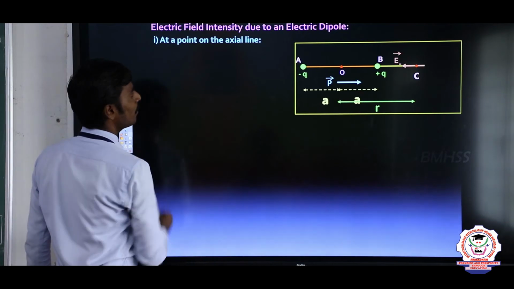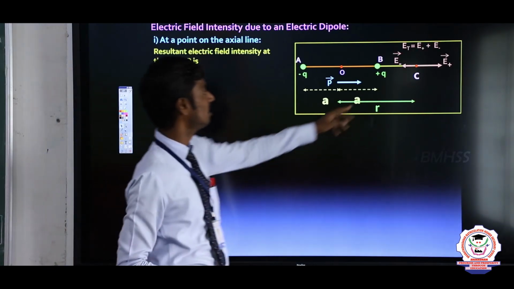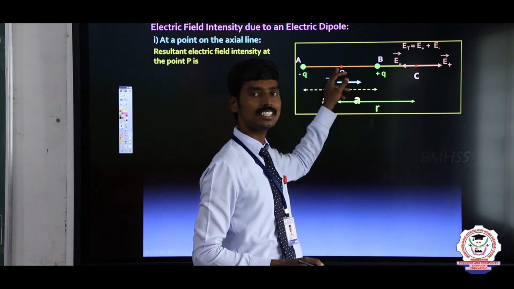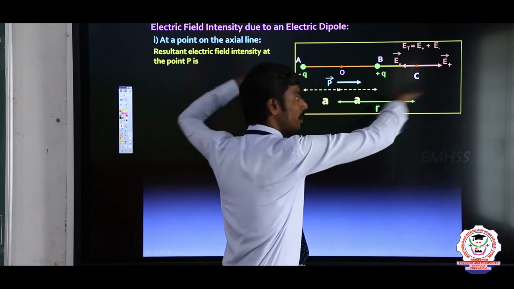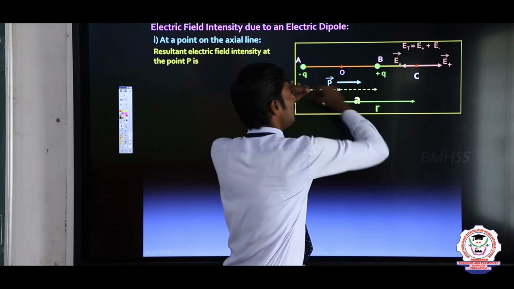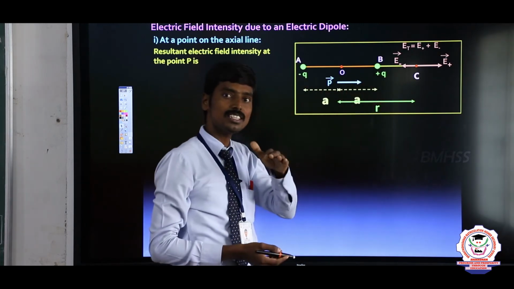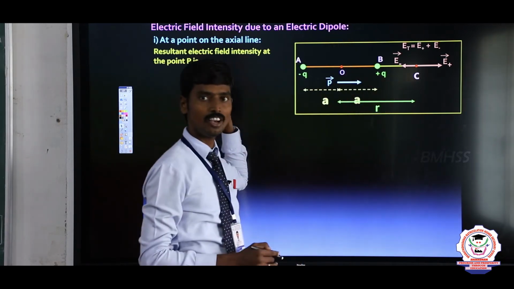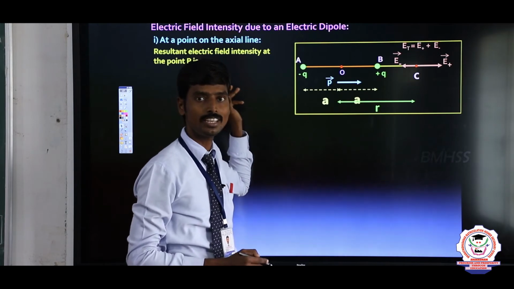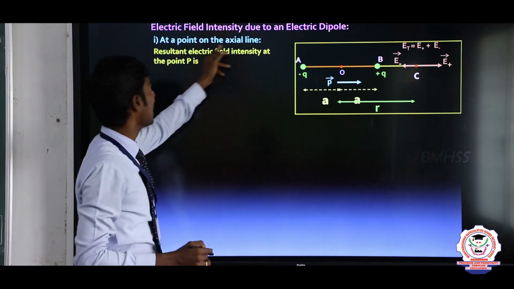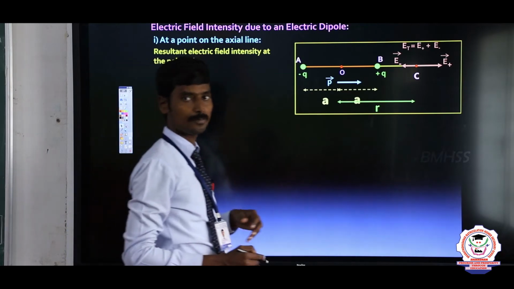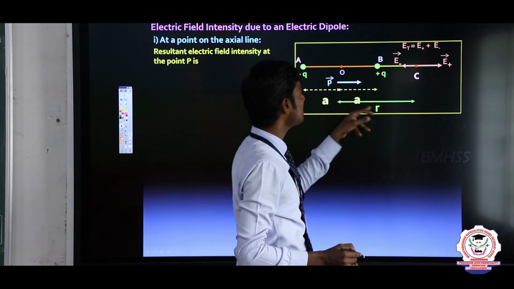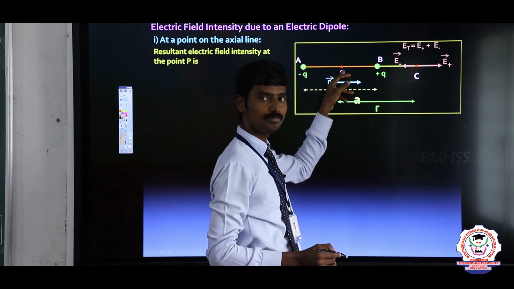Let us consider a point C at a distance r from the midpoint of the axial line. This is the axial line. My dear students, A, B, C is the axial line; this is the equator line and this is the axial line. I am going to determine the value of the electric field due to an electric dipole at a point on the axial line. That is our question. Let us consider a point C at a distance r from the midpoint O.